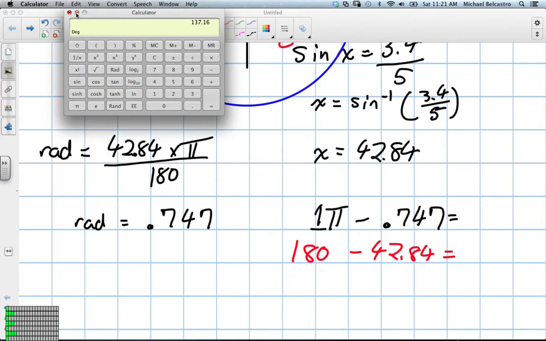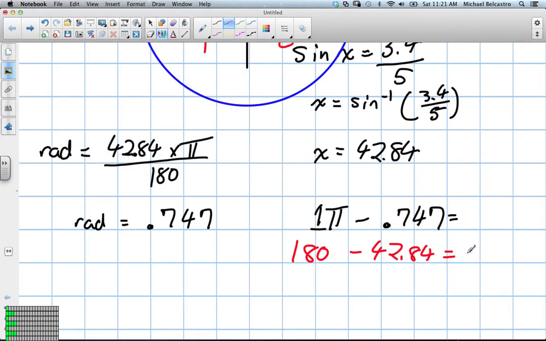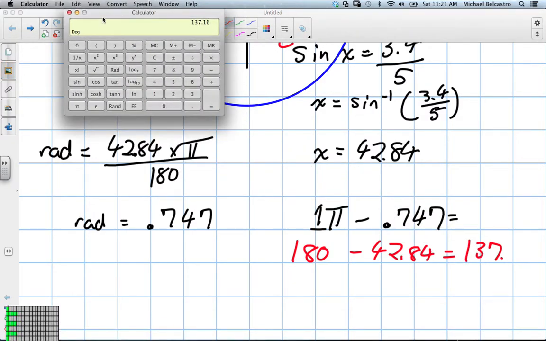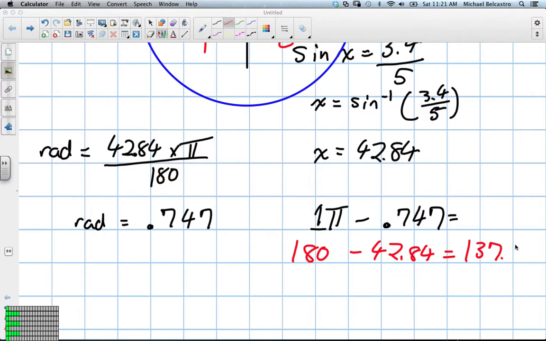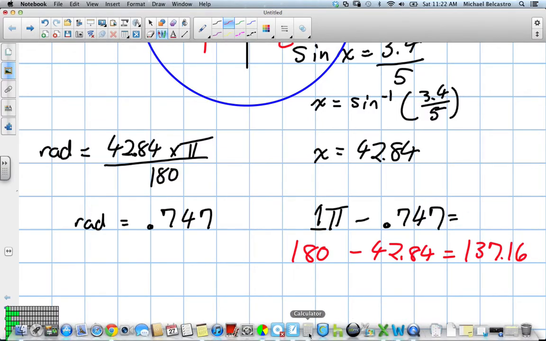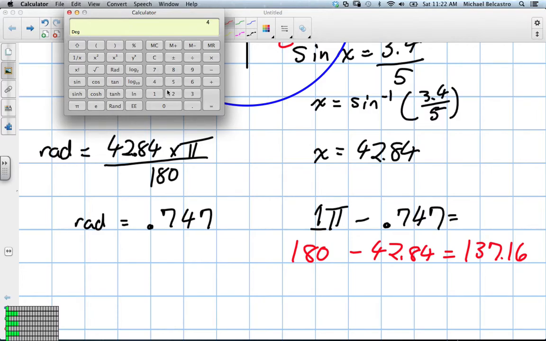137.16. Does that number look familiar to you at all? 137 point, what did we say, 26? 16? 16. Oh. We're both wrong. 16, okay. If you recall, when we did the 42.84 times pi, oh, okay, it was similar to that. Now, this radian doesn't look like it's going to be exact, because what's going to happen when we subtract these radians?